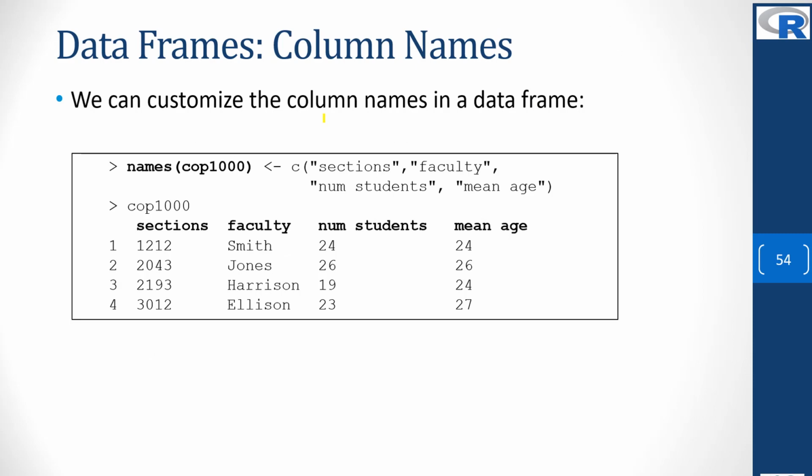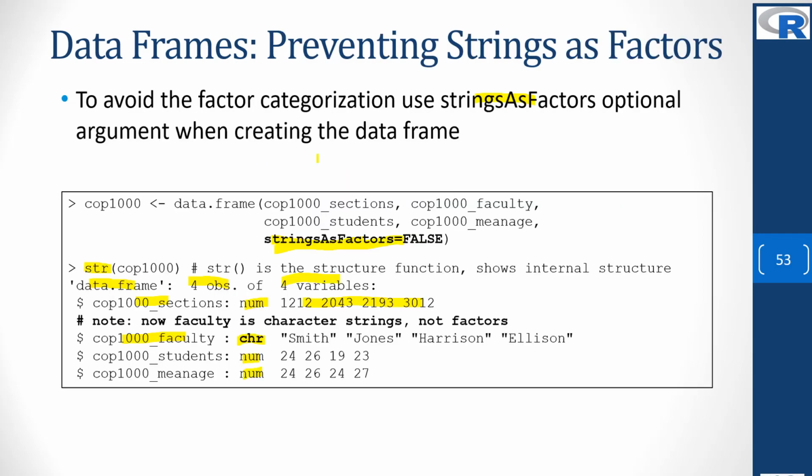As with lists and arrays, we can name the column names, the element names in our data. So here we are again using the names function, passing the data frame we just created, and we're assigning the 4 element vector here of these strings to the result of that names function, which is going to rename our columns. If we go back a slide, we can see we had COP1000 sections, COP1000 faculty, students, mean age.